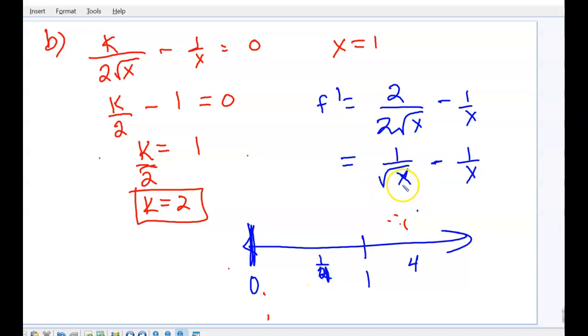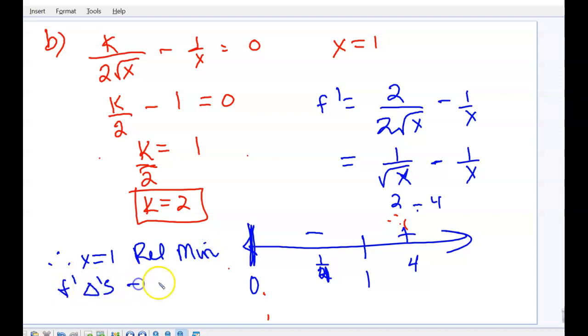So the square root of 1/4 is a half reciprocated. It's going to be 2 minus 1 over 1/4, which is 4, and 2 minus 4 is negative. If I plug a 4 in here, the square root of 4 is a 2, so 1 over 2 is a half minus a quarter. It's going to be positive. So therefore, x equals 1 is going to be a relative min, because f prime changes from negative to positive at x equals 1. So there's question B.